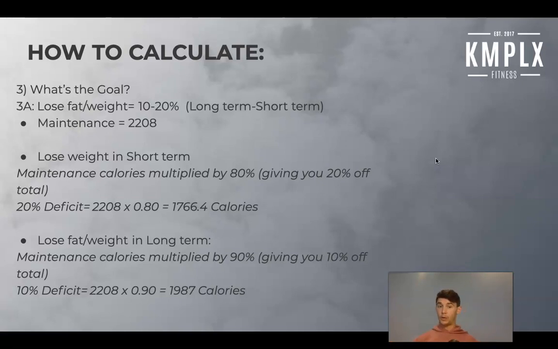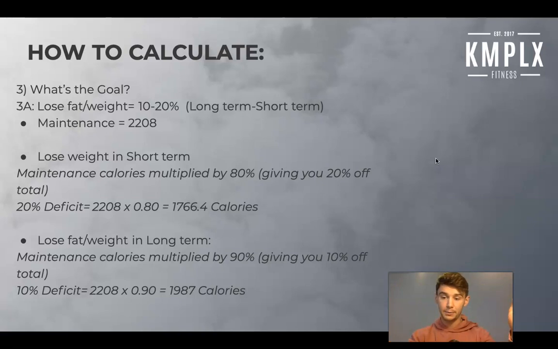And I ask myself, do I want to go short term or long term when it comes to weight loss? So for short term, I'm going to talk 0 to 6 weeks. For long term, 6+ weeks, more like 8 to 12 or 8 to 16. So to lose weight in the short term, my maintenance calories multiplied by 80%. In order to lose weight or lose fat, you want to take 10 to 20% off of your calories.